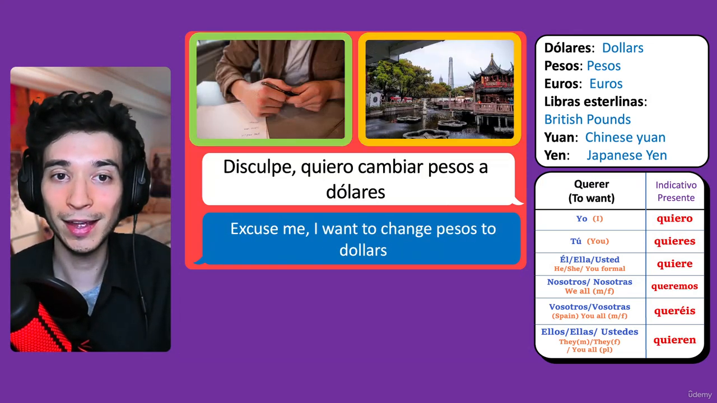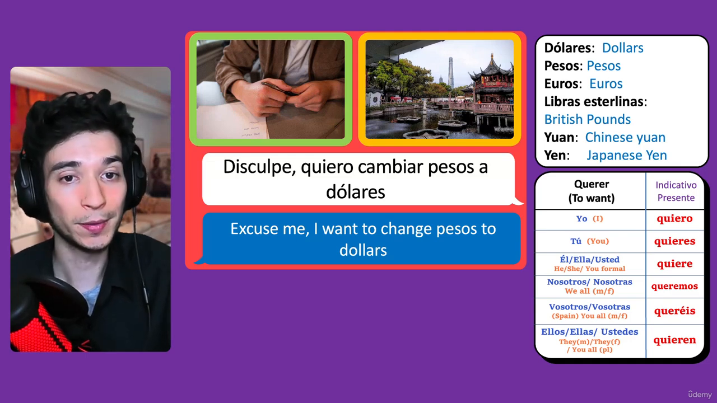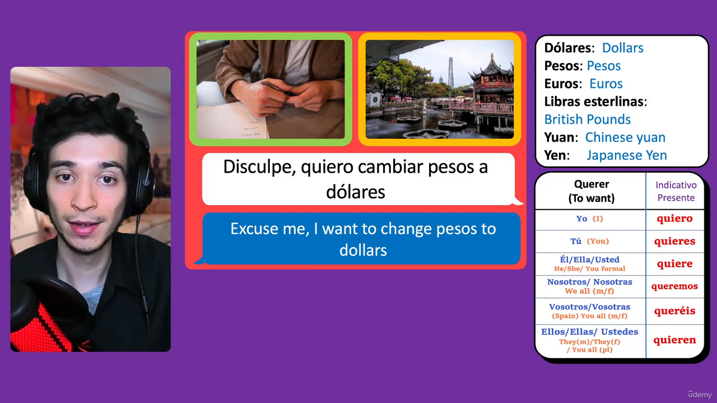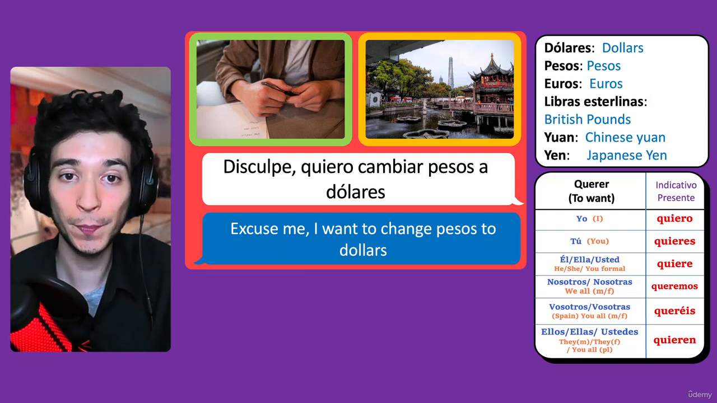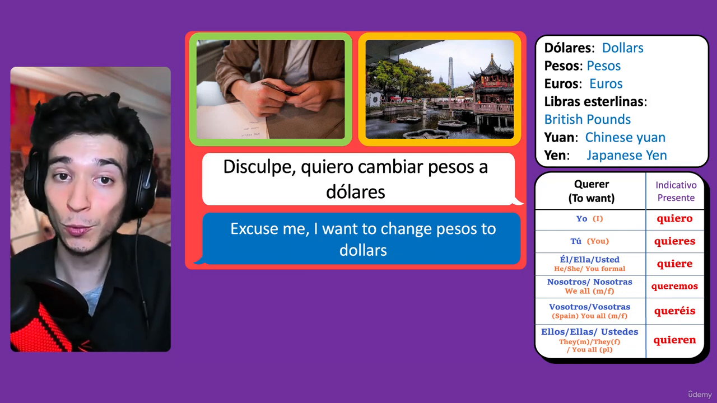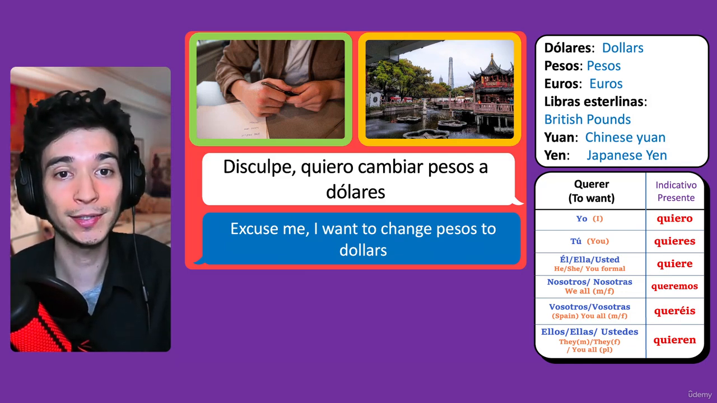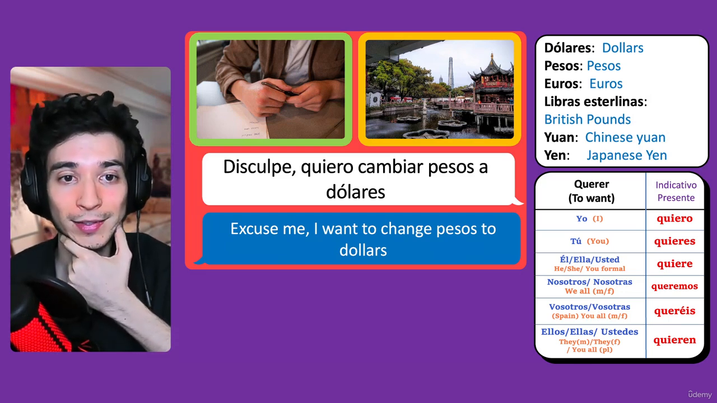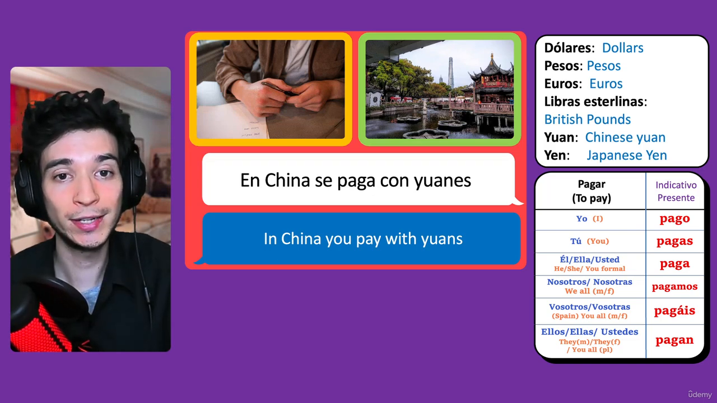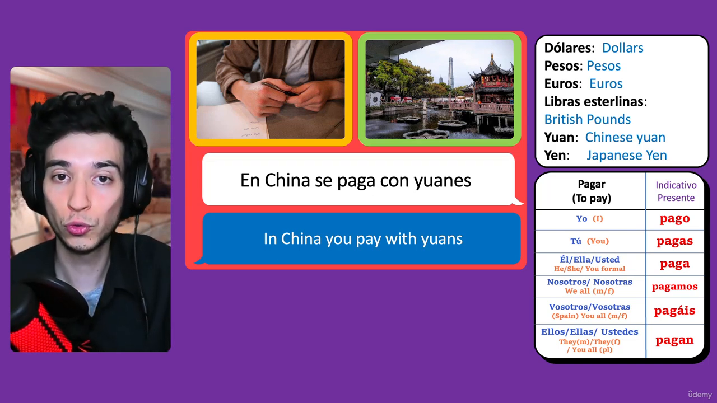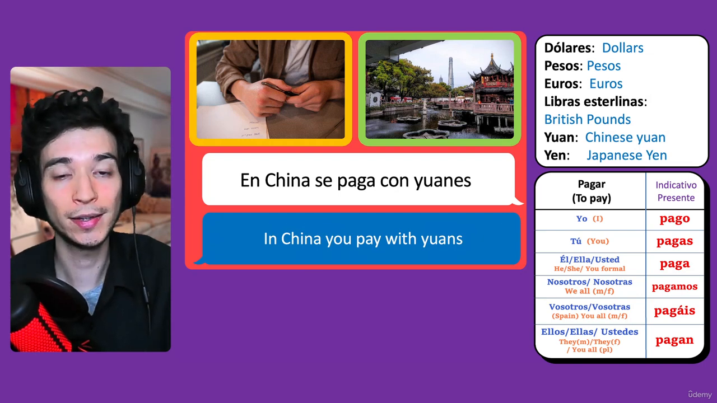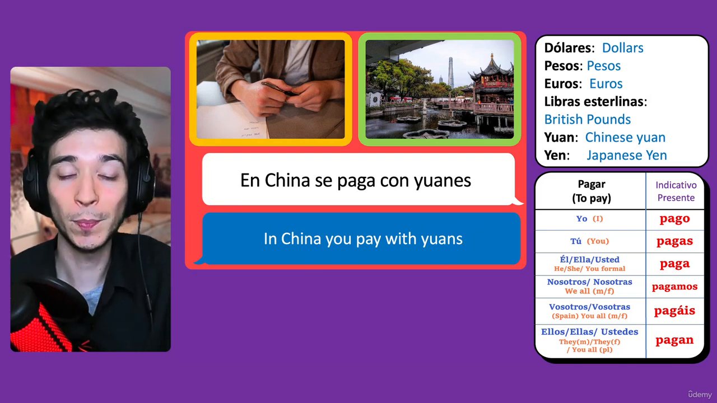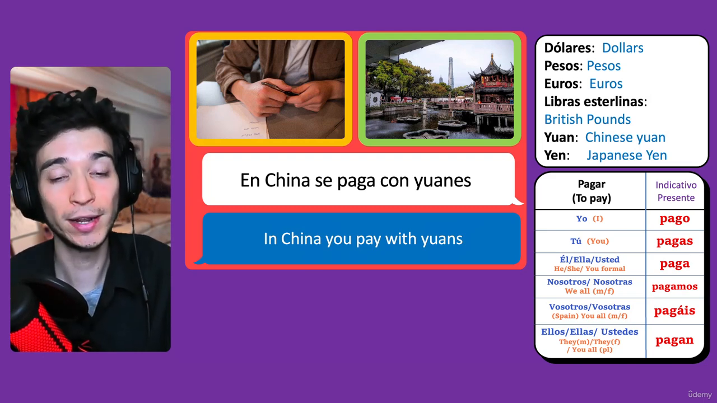Okay, and the next one. Disculpe, quiero cambiar pesos a dólares. Excuse me, I want to change pesos to dollars. Okay, so yeah, quite simple. The next example. En China se paga con yuanes. In China, you pay with yuans.